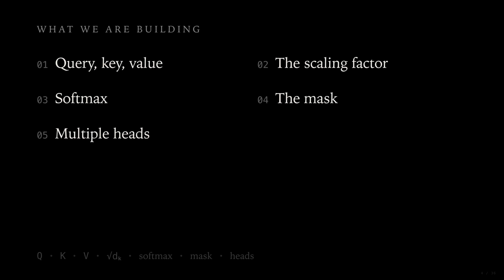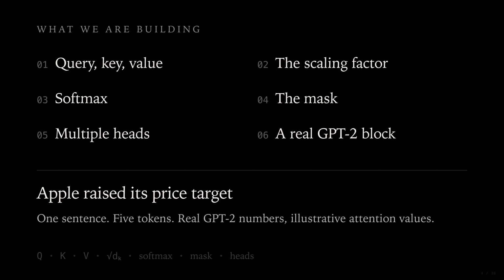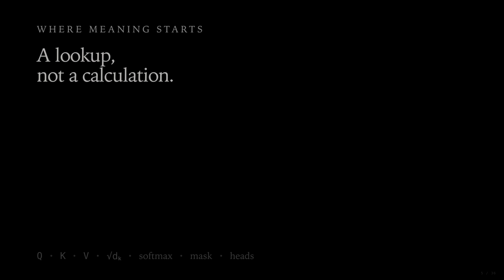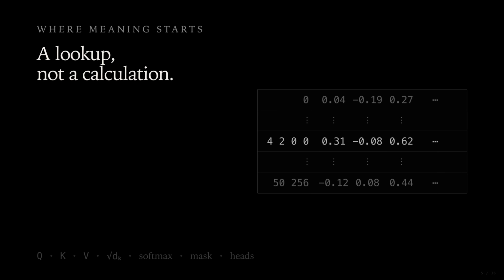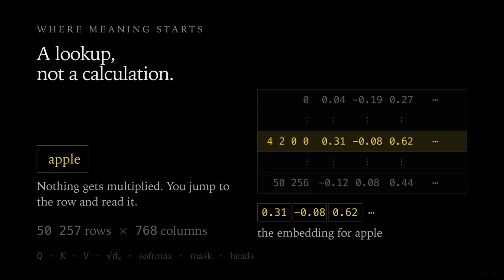Every architecture number you see is a real GPT-2 figure, and wherever I show attention values, I will mark them on screen as illustrative. Attention starts from embeddings, so it is worth a quick refresher. The table is one large matrix, with a row for every token in the vocabulary and a column for every embedding dimension. When token 4200 arrives, nothing gets multiplied and nothing gets computed. You jump to that row and read it.